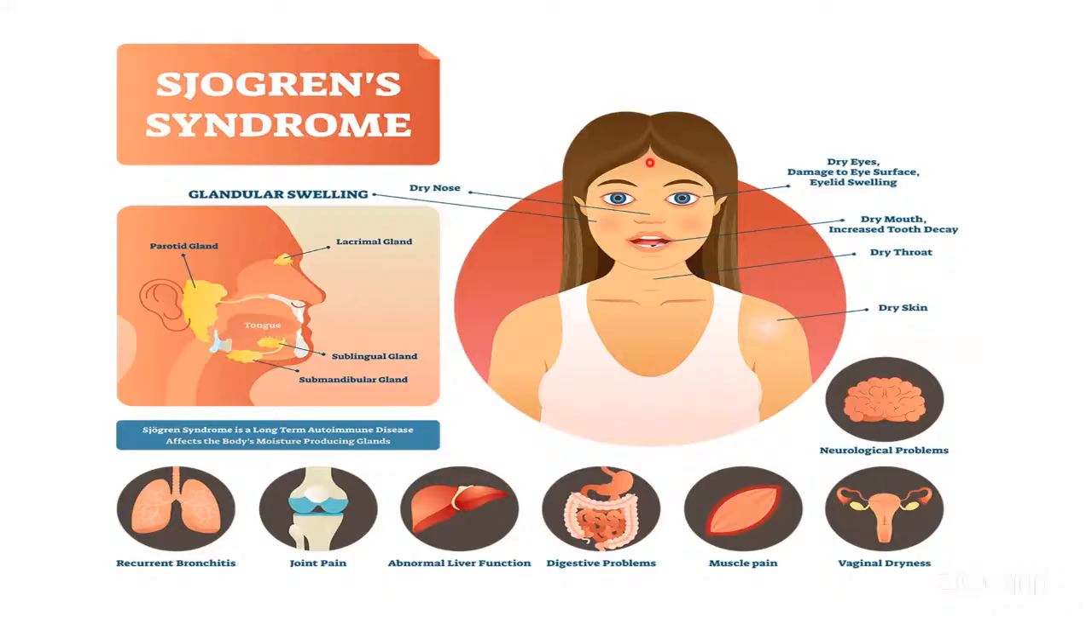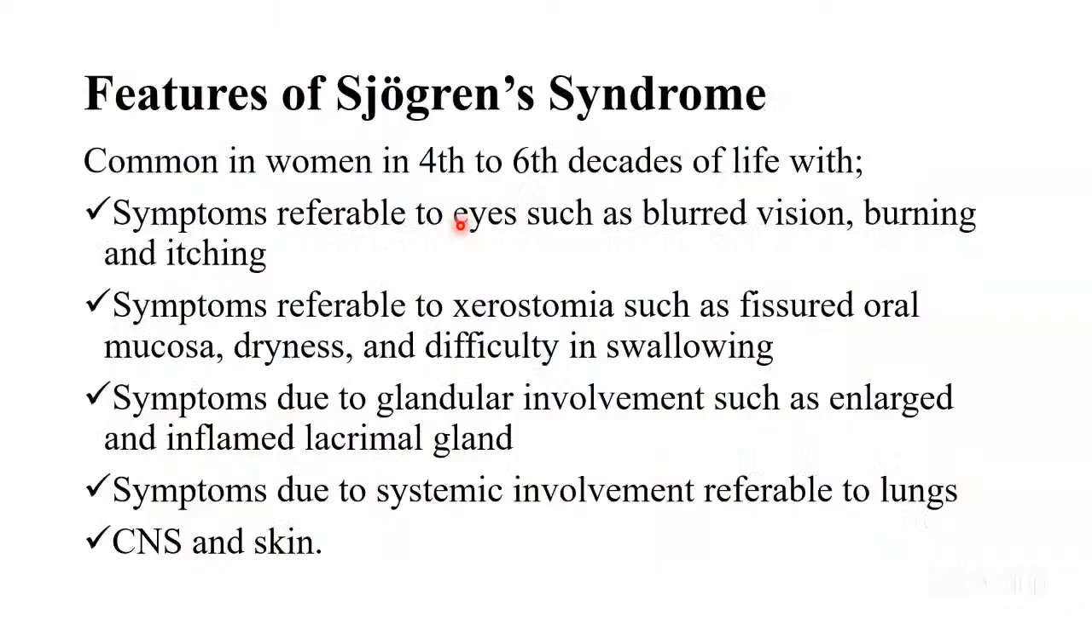So for symptoms, I said that we just have dryness: dry eyes, dry nose, dry mouth, dry skin, dry throat, dry everywhere, and it's affecting ladies mostly. That's basically what Sjögren's syndrome is, and these are the clinical features.